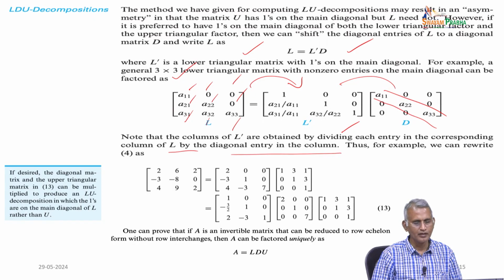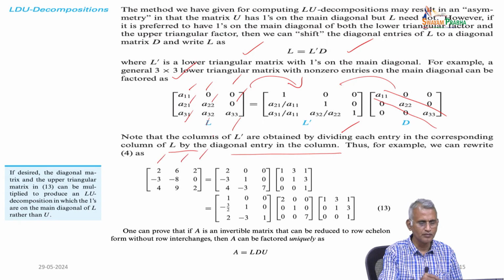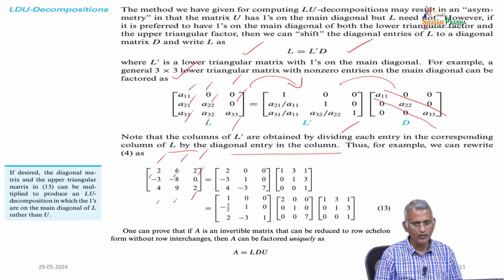For example, if you have a matrix 2 6 2, minus 3 minus 8 0, 4 9 2, then what you have to do is split it into an upper triangle and a lower triangle. We have already done this, refer to it, so that we can convert this upper triangle and lower triangle. Now, what do you have to do? First A22, this is A11, this is A21, divide A21 by A11, therefore putting minus 3 by 2, already having minus, no issue at all.